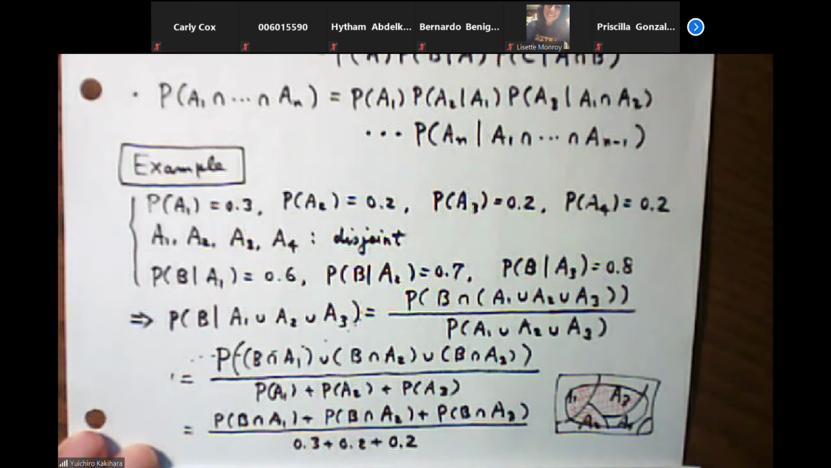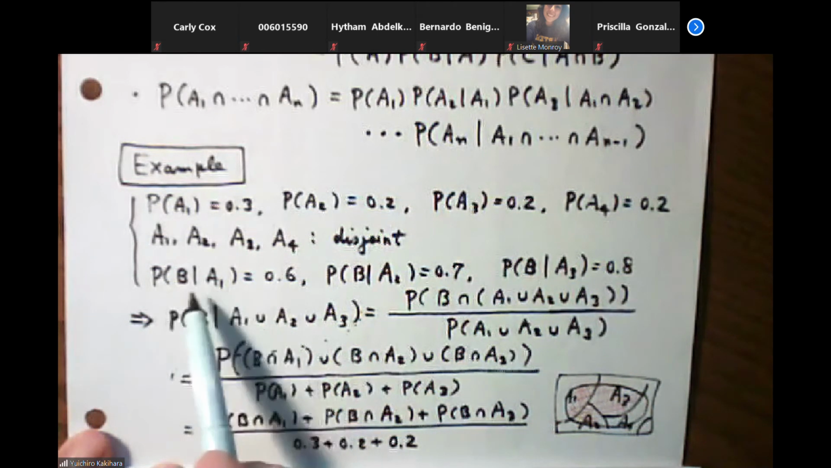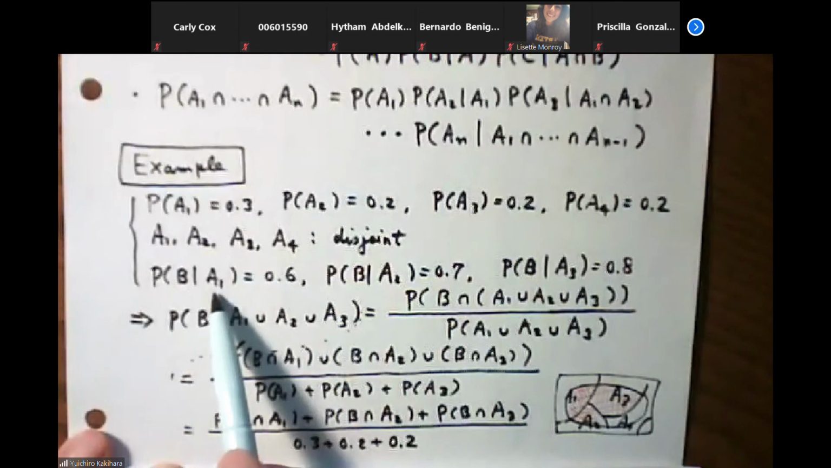So one more step. What is this probability? The intersection of B and A1. We can use the conditional probability or multiplicative rule. This is the probability of A1 times the probability of B conditioned on A1. This is given. The probability of B conditioned on A1 is given.